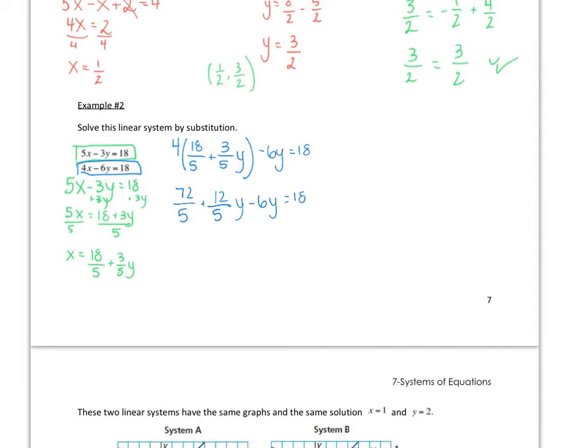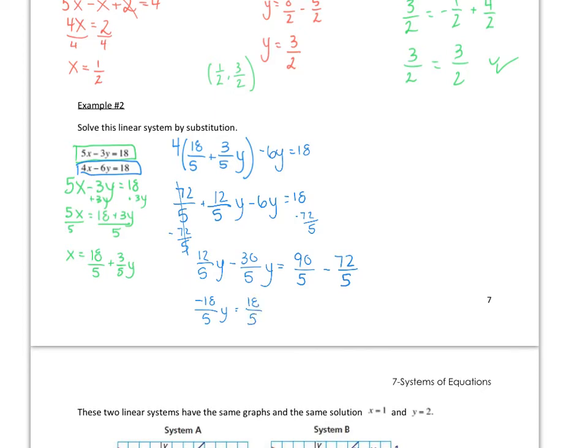So I'm going to subtract 72 over 5 from both sides. What a gross fraction. And I'm going to turn my 6y into a fraction over 5. So multiplying 6 by 5, I get 12 over 5y minus 30 over 5y. And this equals 90 over 5, which is 18, minus 72 over 5. Are we having fun yet? Okay, 12 take away 30 is negative 18 over 5y. And 90 take away 72 is 18 over 5.